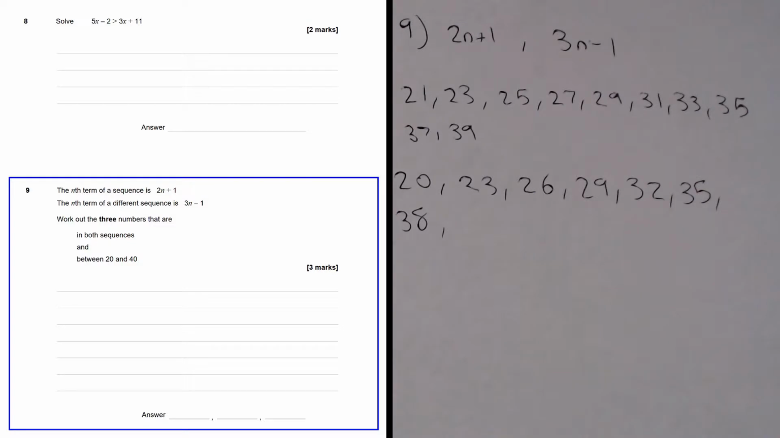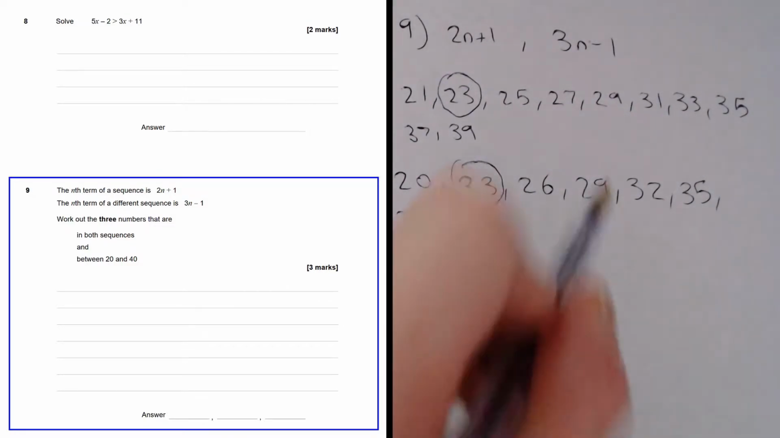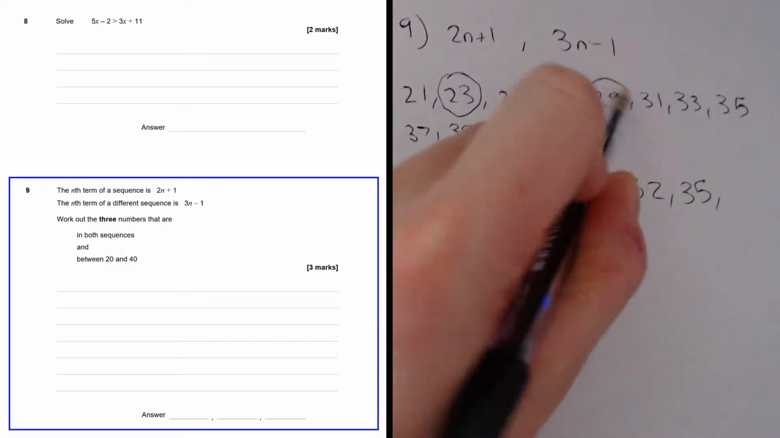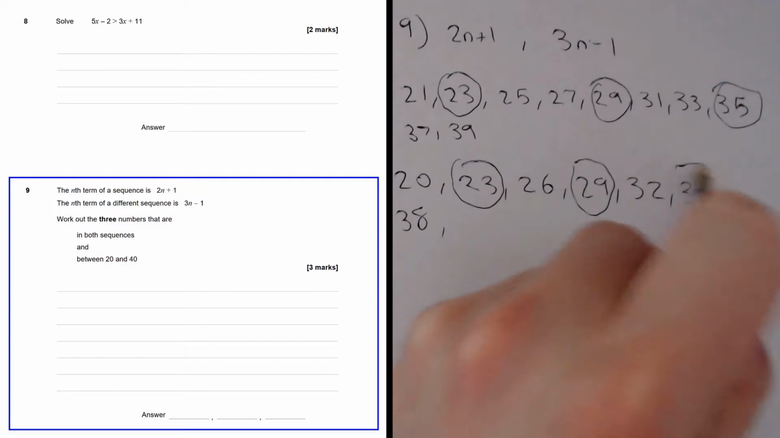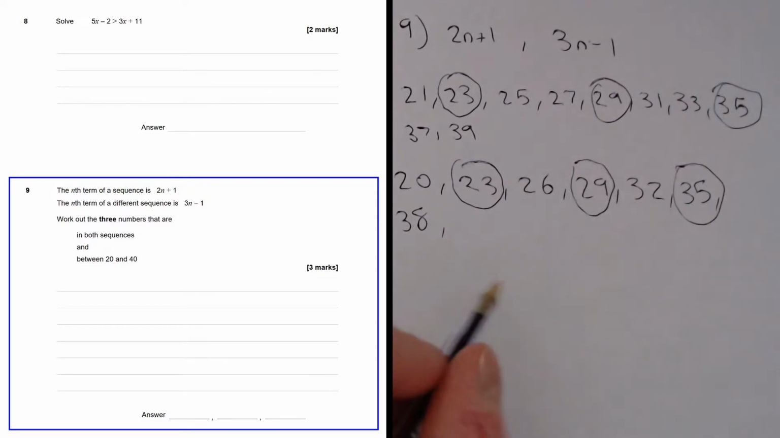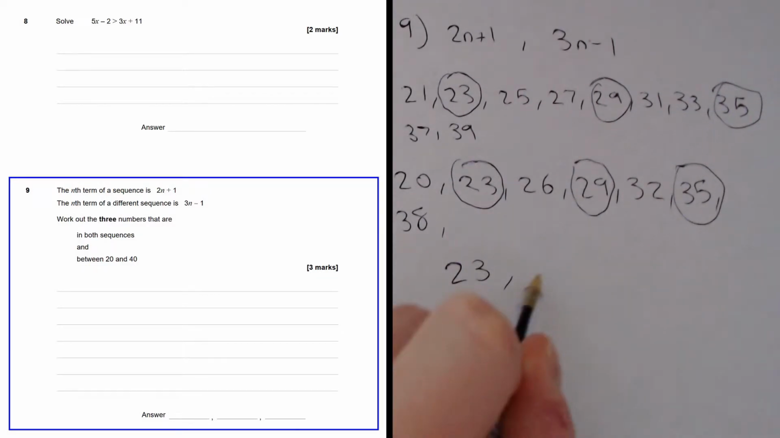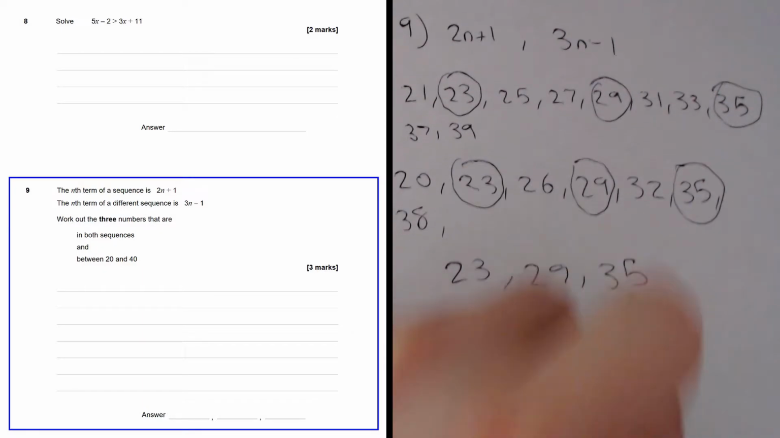So let's find the numbers that are the same. Well, they've both got a 23, they've both got a 29, and they've both got a 35. So the answer to this question is going to be 23, 29, and 35.